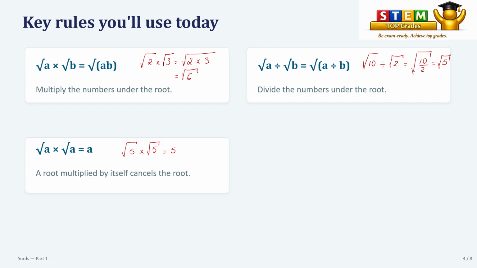I'll give you another example here. If you take the square root of half, you multiply this with the square root of half. Guess what? You get half.